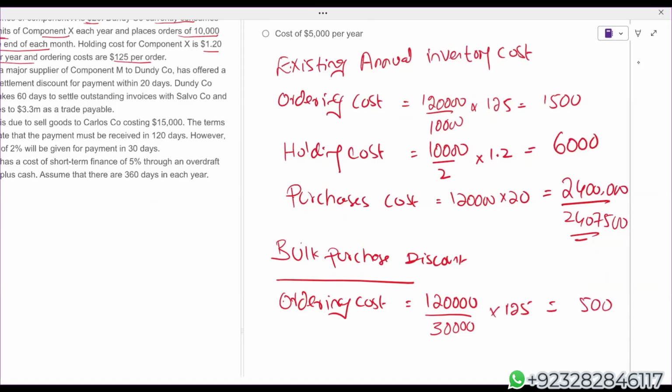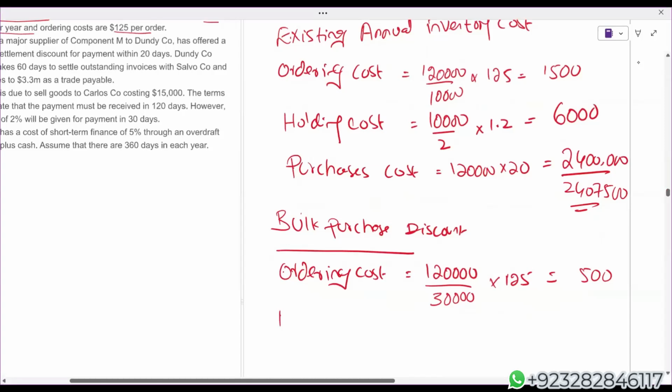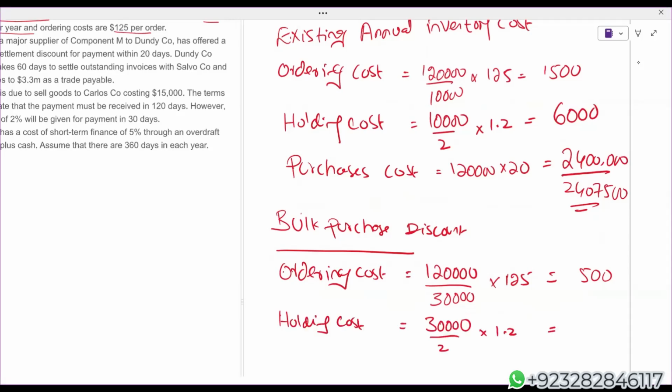Again, we know that there's an assumption that 50% of the order size will be in the warehouse. Holding cost: 30,000 divided by 2 into 1.2. I'm getting 18,000.